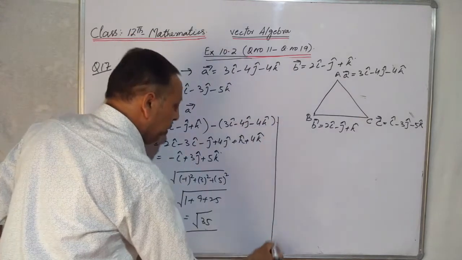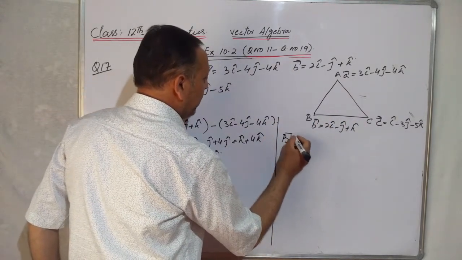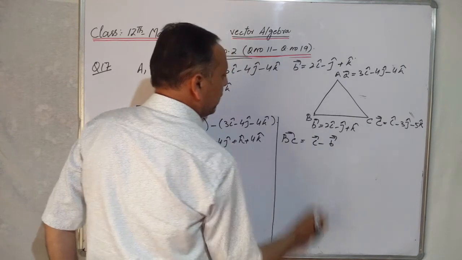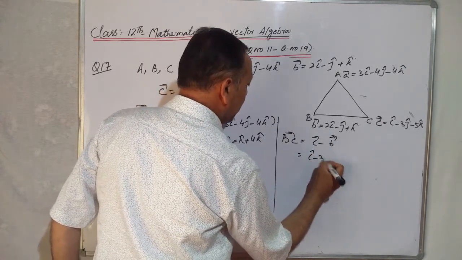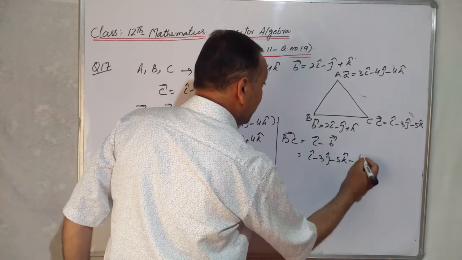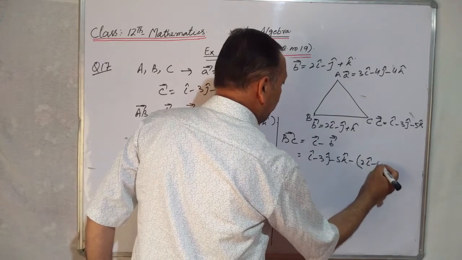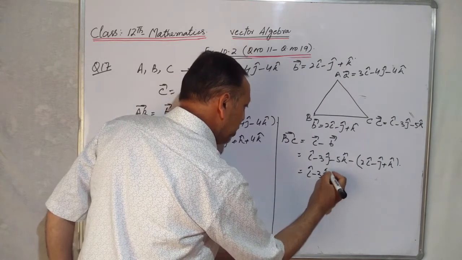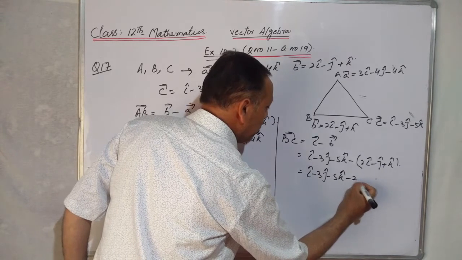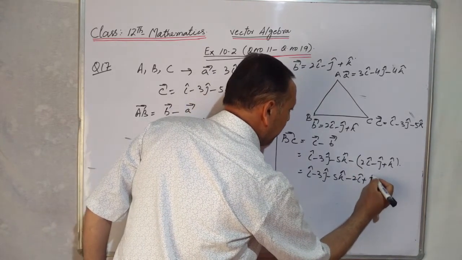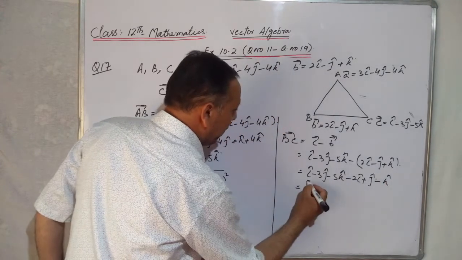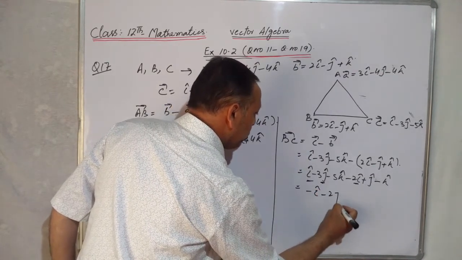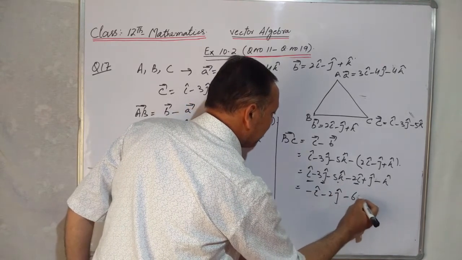Similarly, you find the vector BC. It is position vector of C minus position vector of B. It is C vector minus B vector. C vector is i cap minus 3j cap minus 5k cap, minus B vector, which is 2i cap minus j cap plus k cap. So it will be equal to i cap minus 3j cap minus 5k cap minus 2i cap plus j cap minus k cap. So it will be equal to i cap minus 2i cap means minus i cap, minus 3j cap plus j cap means minus 2j cap, minus 5 minus 1 is minus 6k cap.